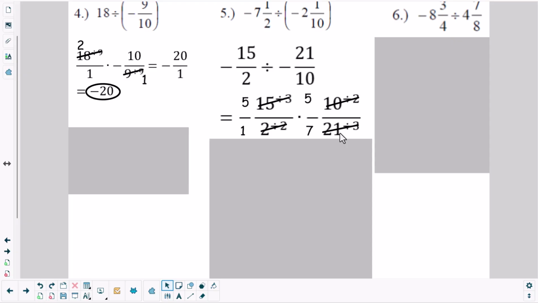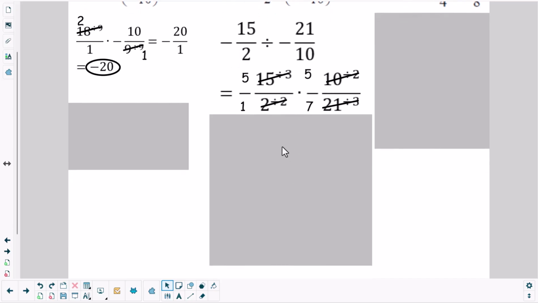Now you can see there's a lot of reducing that we can do here. 15 and 21 both divide by 3. Now, they don't divide by anything bigger than that, which is unfortunate, but if we can divide by something, we should reduce. 15 divided by 3 is 5, 21 divided by 3 is 7. The 2 and the 10 both divide by 2. 2 divided by 2 is 1, 10 divided by 2 is 5. Now multiply straight across. So we have 5 times 5 on the top, which is 25, 1 times 7 on the bottom, which is 7.